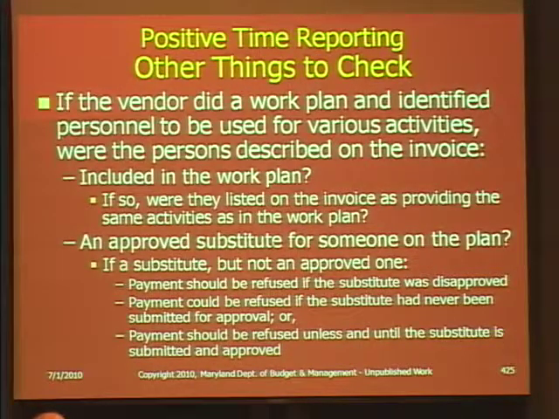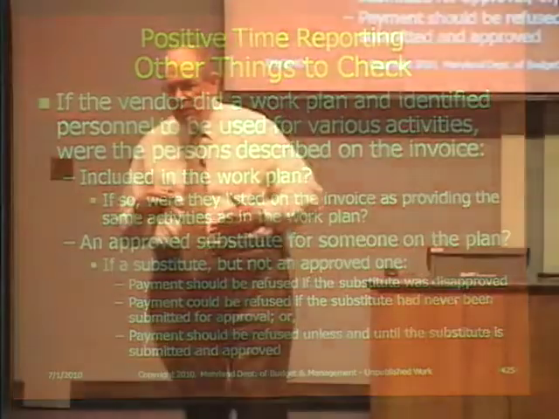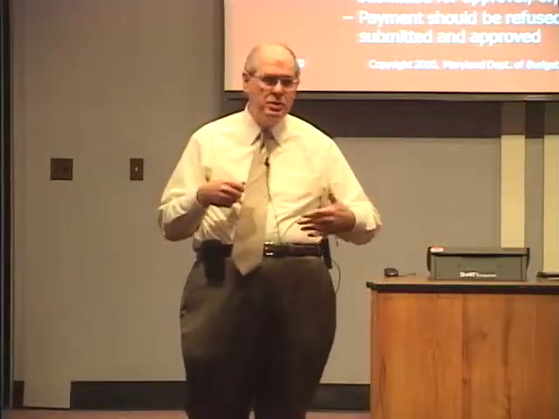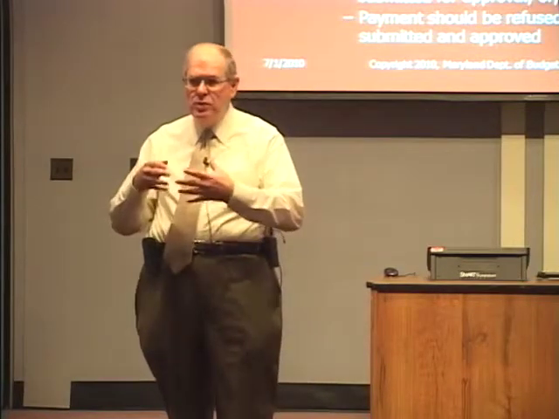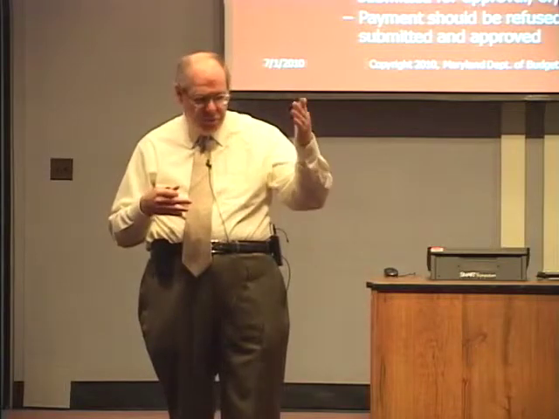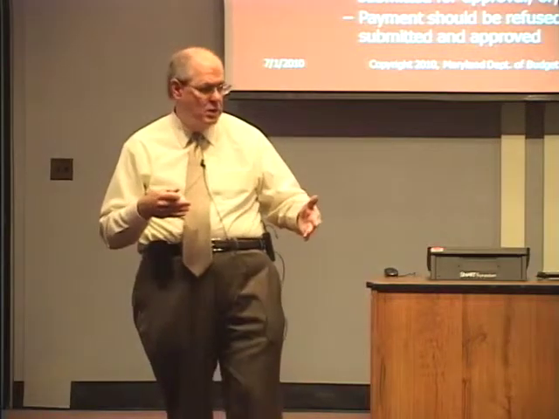If the vendor did a work plan and identified personnel to be used for various activities, were the persons described on the invoice included in the work plan? So if you go with this work breakdown structure, and they have to identify resources. Now resources are specific people. So what people are going to do what activities? So if you have that at the beginning of the contract, what this work breakdown structure is with the people involved, then you get an invoice.